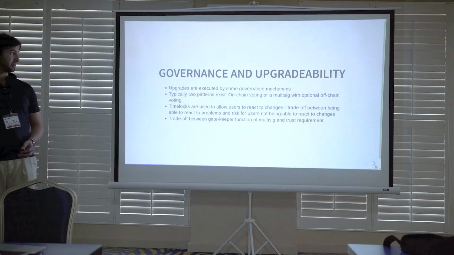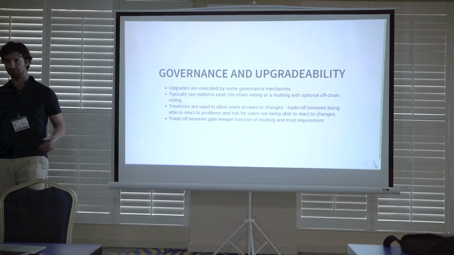One of them is on-chain voting, where you have some kind of voting mechanism implemented on-chain. Users stake, lock their governance tokens, and then agree on some kind of code upgrade that's to be executed, or the change of an address. And the other one is having just a multi-sig wallet that executes any kind of changes, with some off-chain voting in some cases.